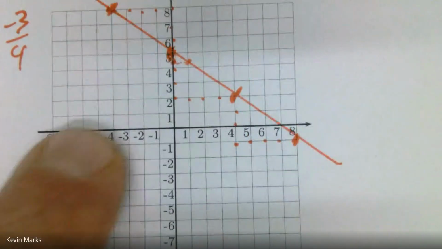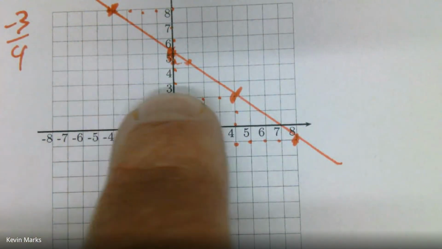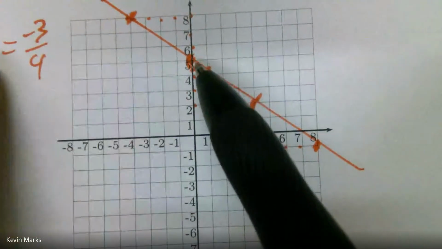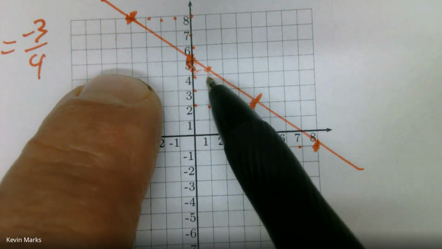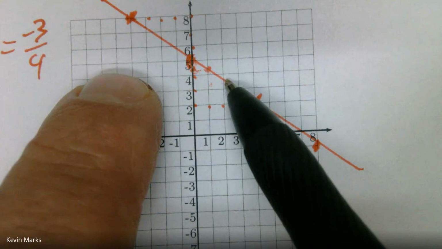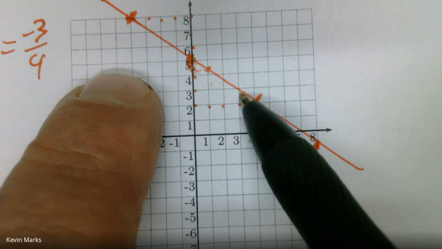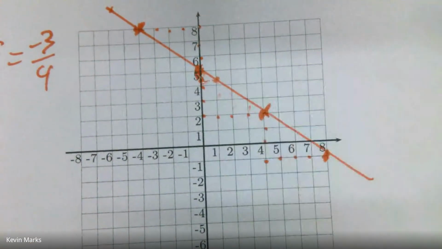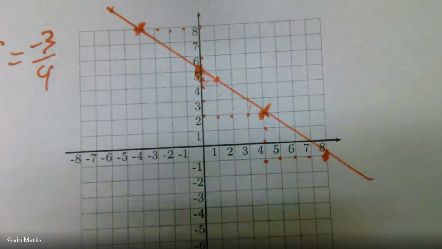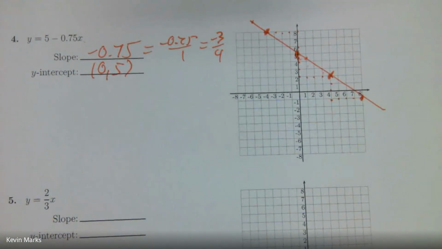Right, so when you connect those, see when I went down 3 and right 4 got you to here, you can do it, but it's really hard to do because it's like negative 0.75 over 1. Then you'd have to go down 0.75 over 1, right? Then you have to go down 0.75 over 1, down 0.75 over 1. So it gets you there, but who wants to count a bunch of 0.75s, right? That's why fractions are actually better than decimals when you're doing the slope idea, right?